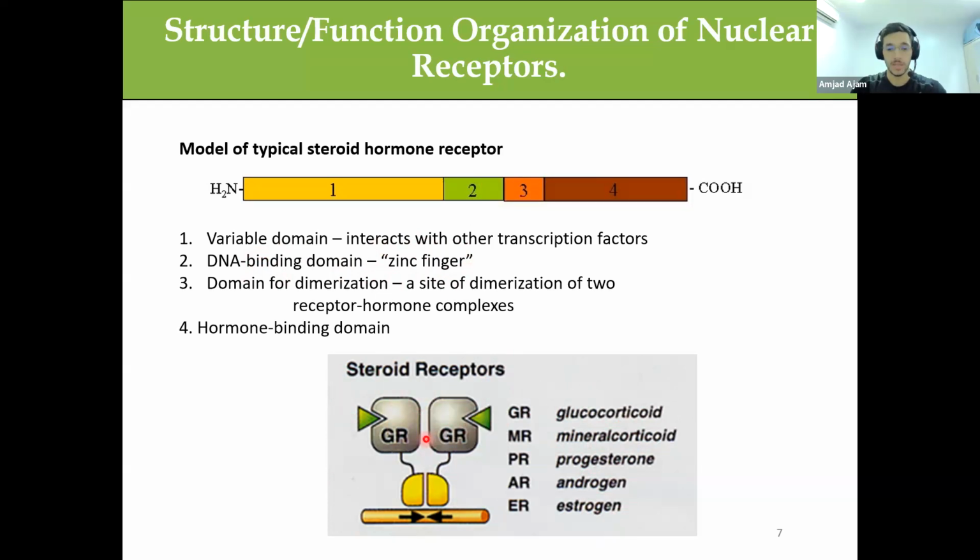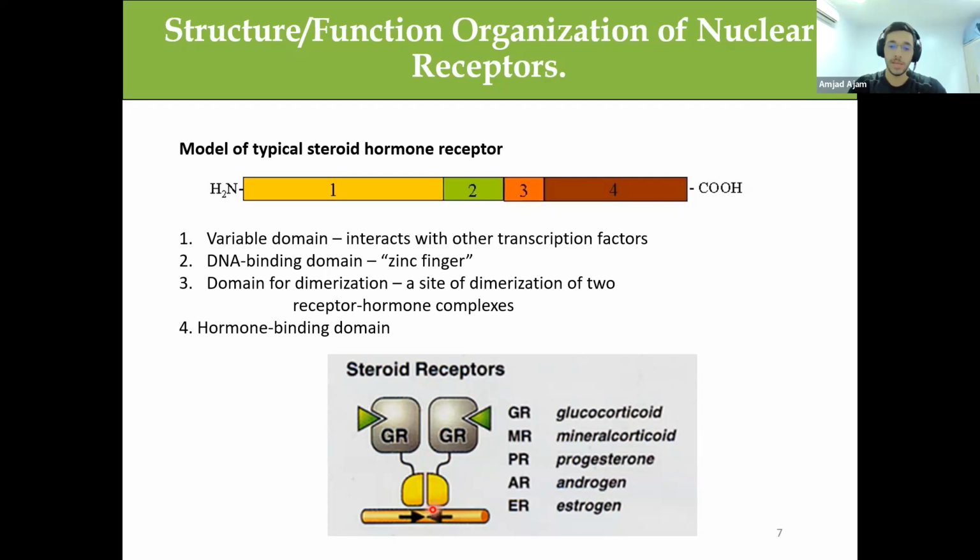Once it binds to its receptor, an important concept of steroid receptors is dimerization. So once a hormone binds to its receptor, it will undergo dimerization. As you can see here, the yellow thing is called dimerization, and dimerization is important for the proper function of steroid receptors.